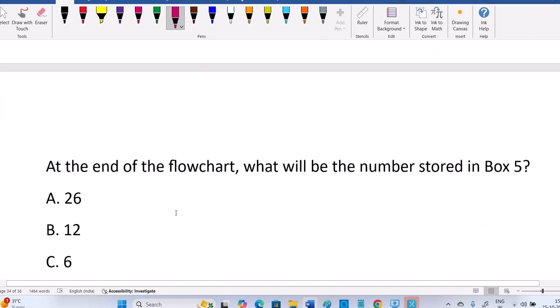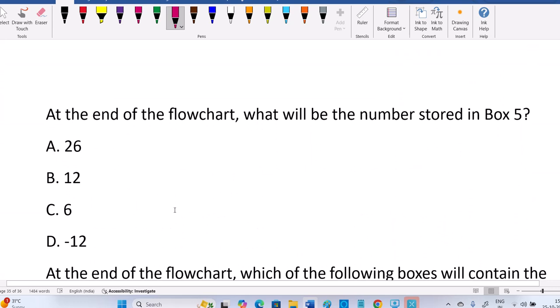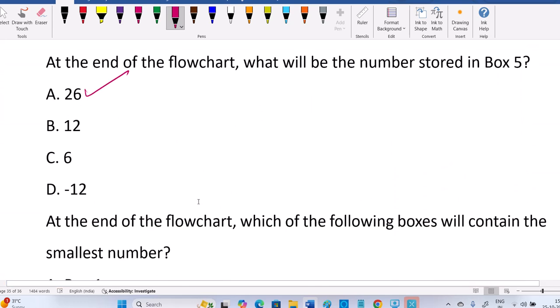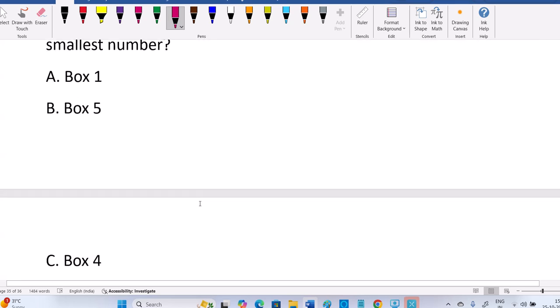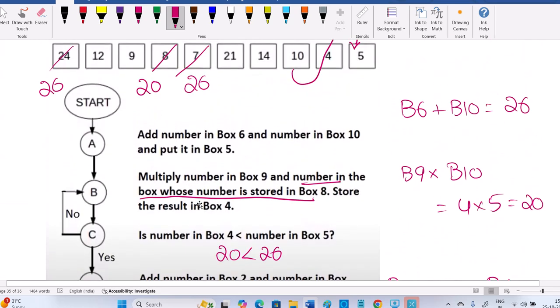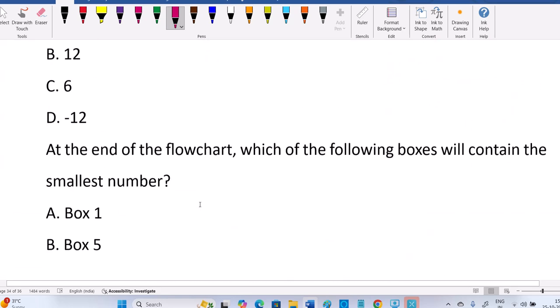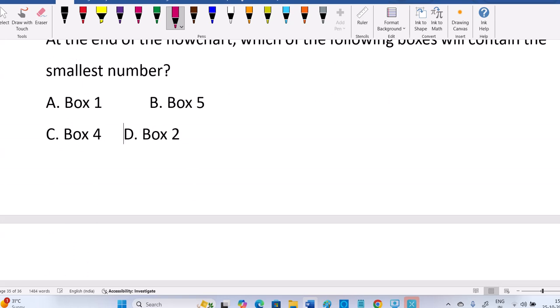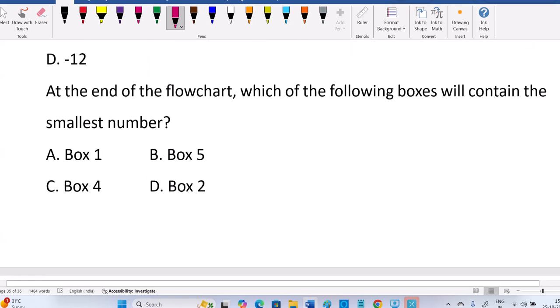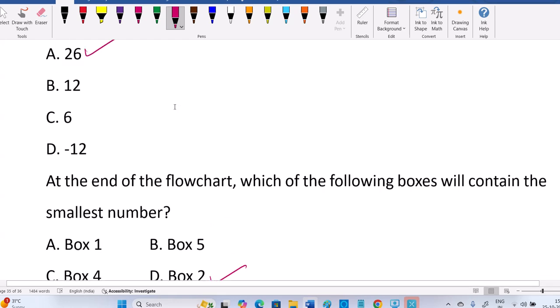Now, at the end of the flowchart, what is stored in box 5? 26. At the end of the flowchart, which of the following boxes will contain the smallest number? Smallest number, which box? Box 9. No, among these given options. Which are the following boxes? 1, 2, 4, 5. Among 1, 2, 4, 5, which is smallest? 2. Among 1, 2, 4, 5.